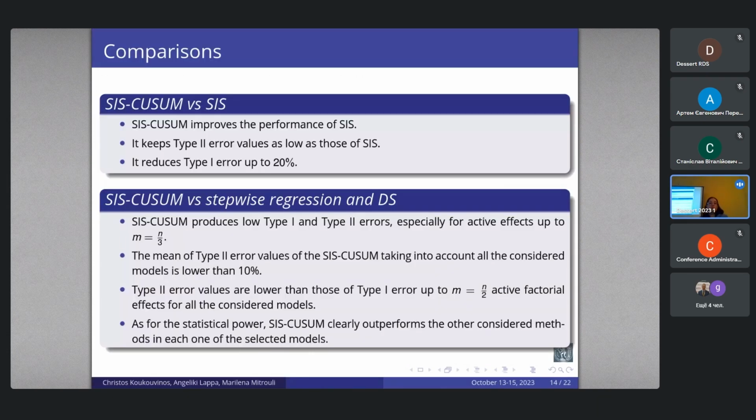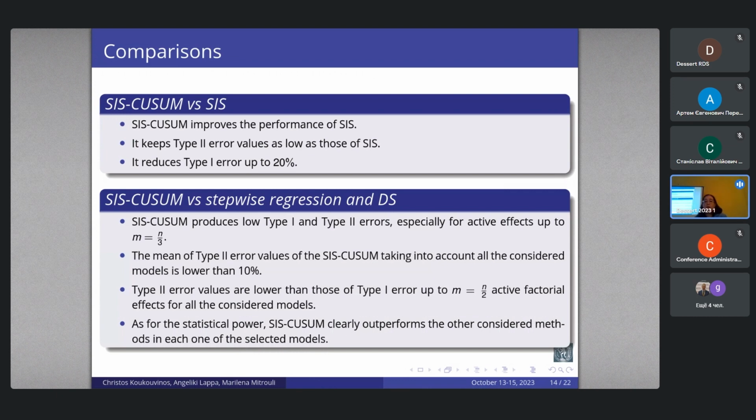According to our results, CIS-CUSUM improves the performance of CIS. It keeps type 1 errors as low as CIS, and it reduces type 2 error by up to 20%. Furthermore, comparing CIS-CUSUM with stepwise regression and DS, we can see that it produces low type 1 and type 2 errors for up to 1/3 of the runs.